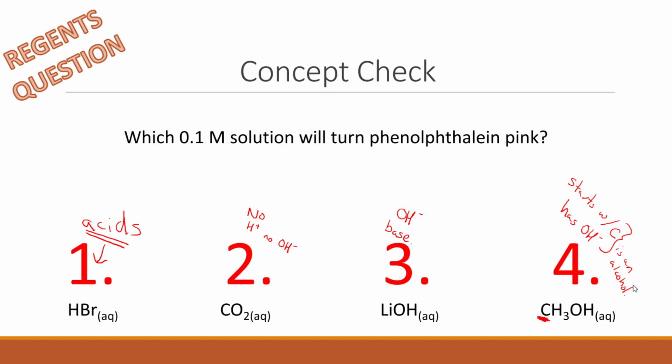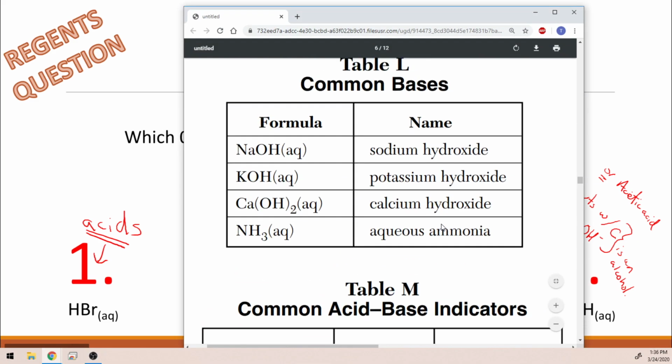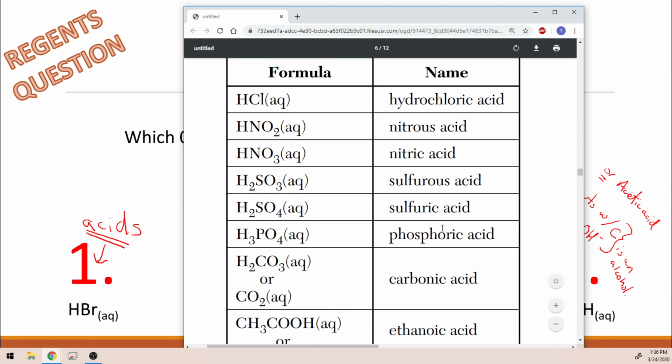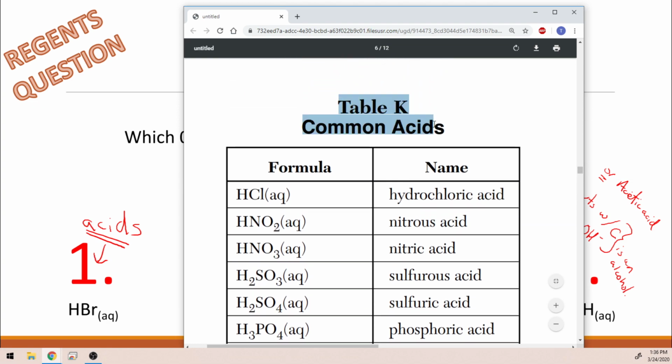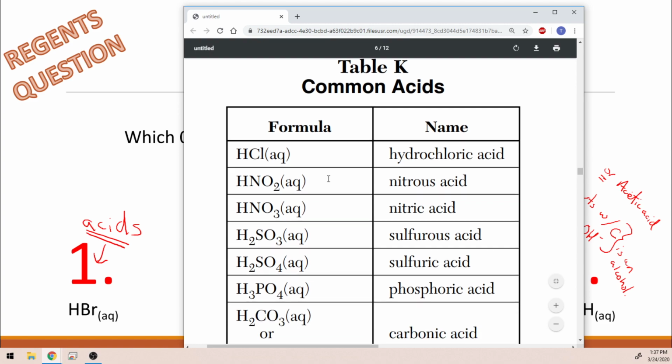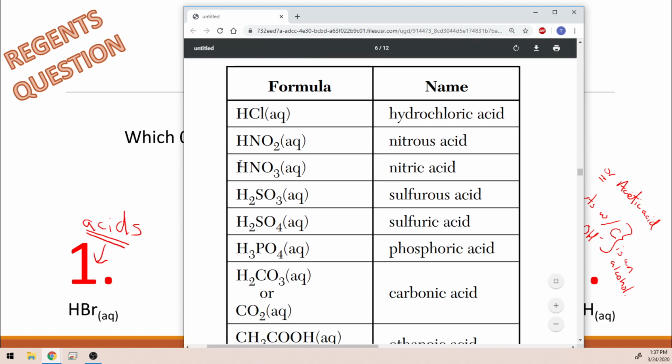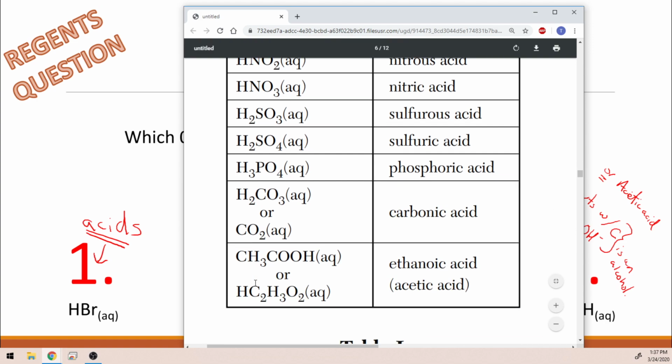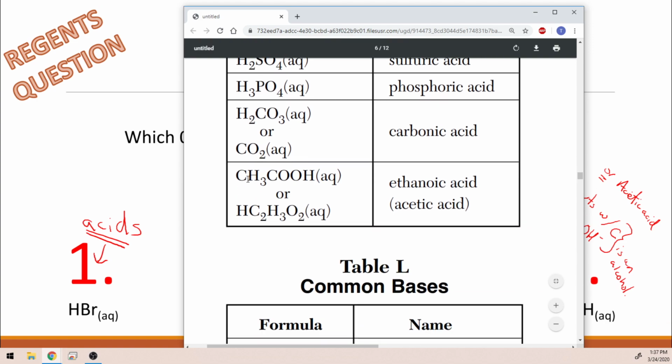Right, it's either an alcohol or acetic acid, which you can see on our reference table as well. If we scroll up to table K, which has our list of common acids, we have starts with an H, starts with an H, starts with an H. Right?